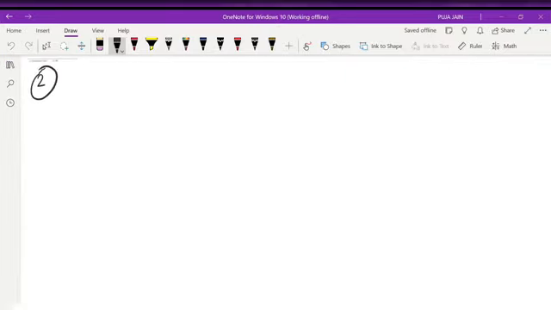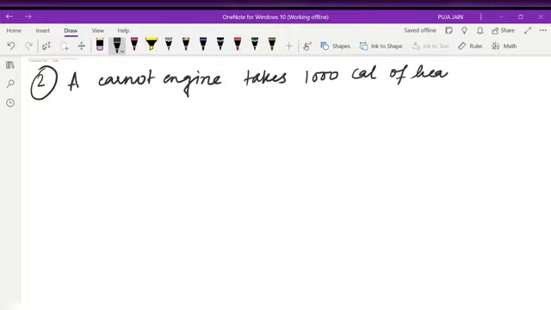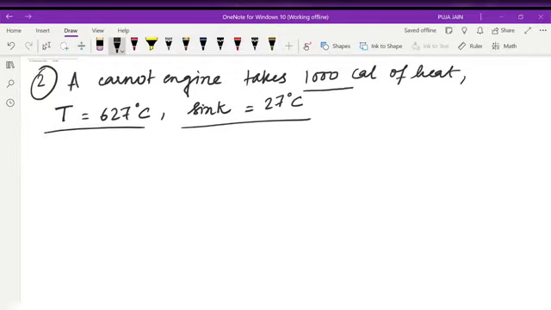Let us consider again a Carnot engine. These are all PYQs. It takes 1000 calorie of heat. You know what is the relation between calorie and joule? Yes, I know you know that. T is equals to 627 degrees Celsius, T is the temperature of the sink. I am framing the question again, I am not writing a proper sentence. The major point I am highlighting is this. We need to find the work done by the engine.